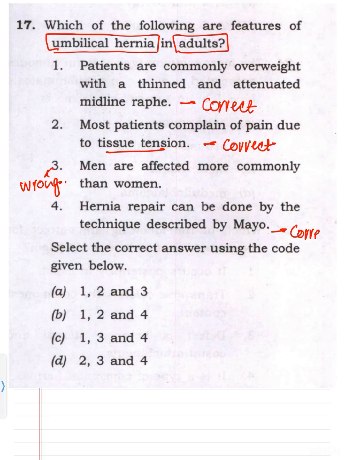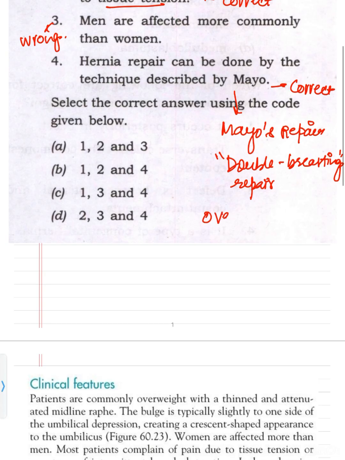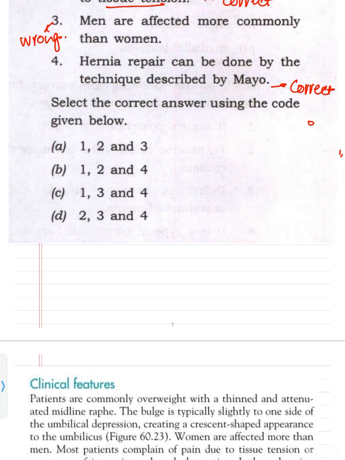Fourth, hernia repair can be done by the technique described by the Mayos. It is correct. The classical repair is Mayo's repair, which is also called the double breasting repair, in which the overlapping fascial layers are used. So fourth is also correct. So the correct option is 1, 2 and 4. So third is wrong. It is generally more common in women.